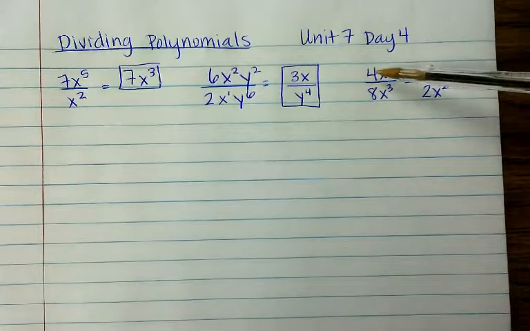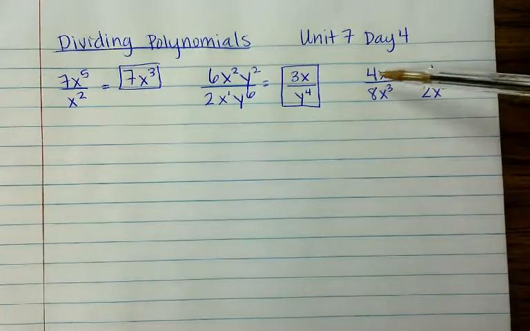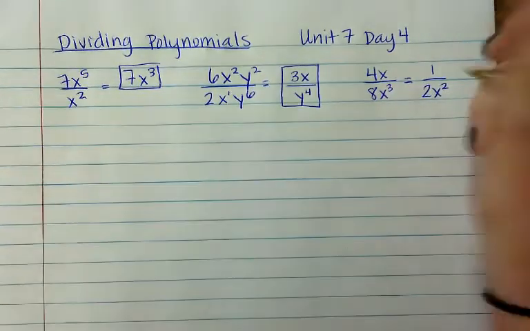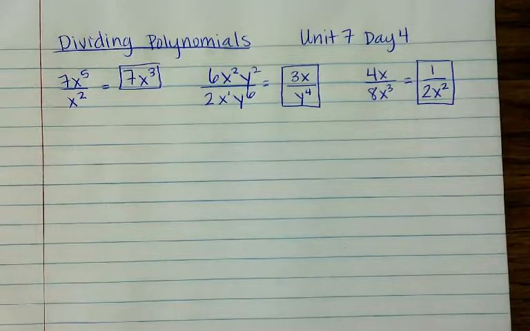That's awesome. So here we go. 4 divided by 8 would give us that 1 over 2. x over x cubed gives us that x squared, and our x winds up on the bottom. Okay? So this is just a quick refresher on how we divide just a monomial over a monomial.